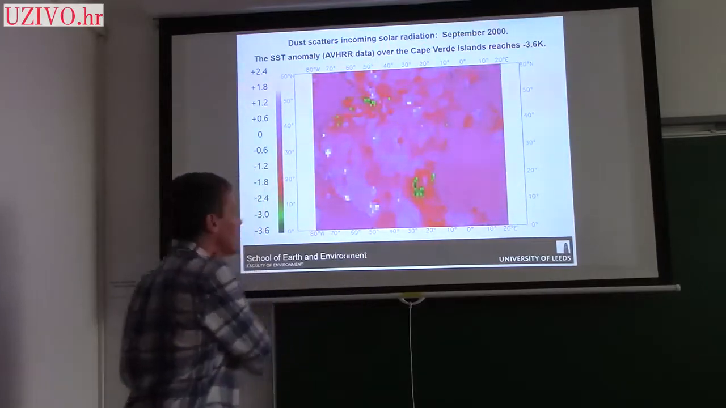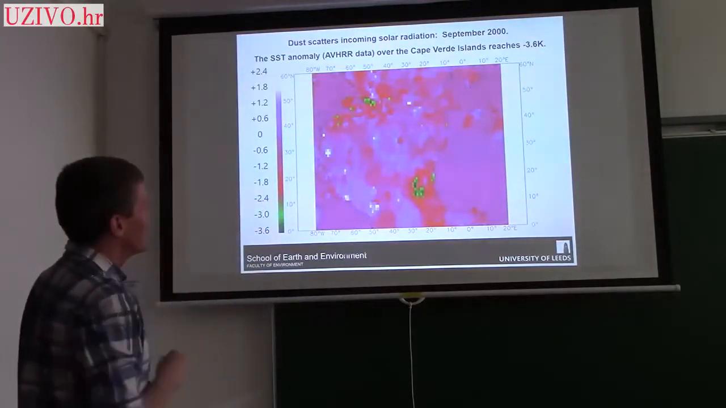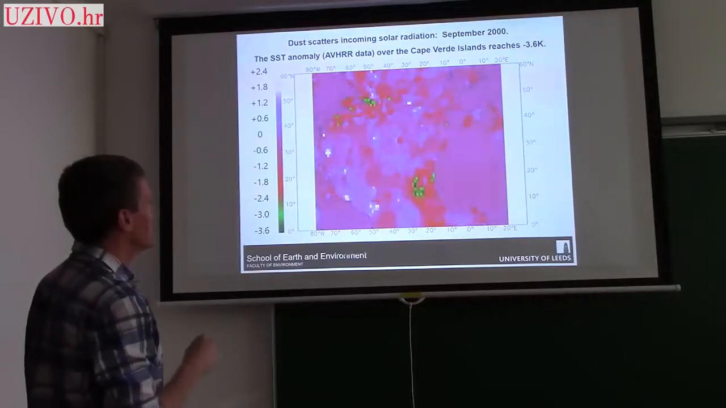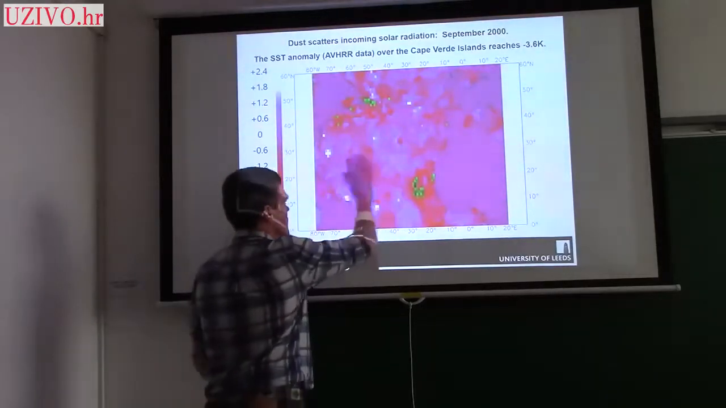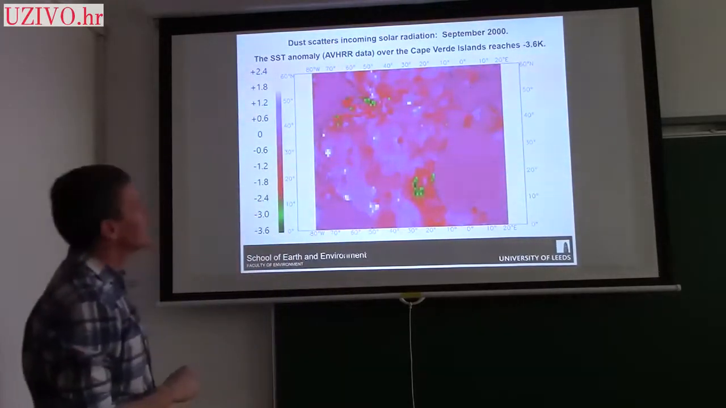So this is another satellite image. Now this is showing the sea surface temperature. So this satellite measures the surface temperature of the sea.